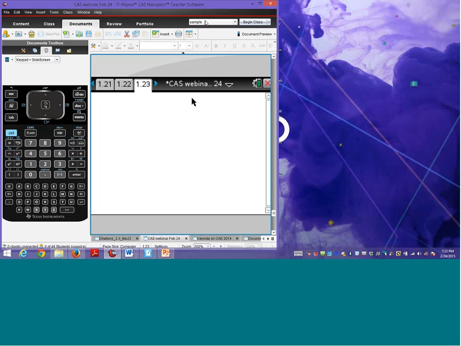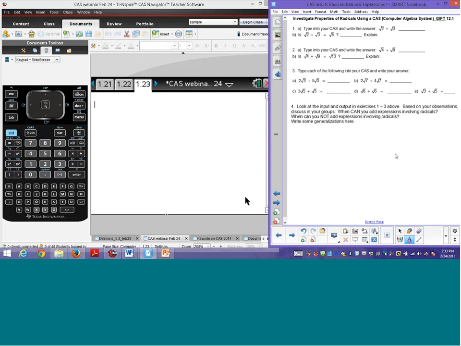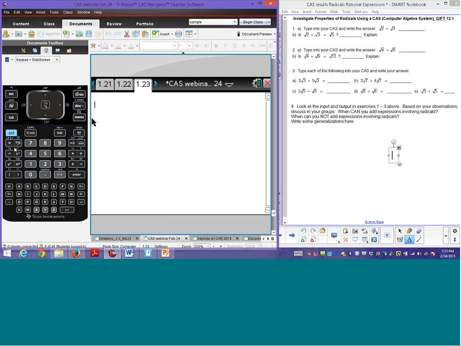I think I have this on here. Yes, here we go. So this is another worksheet, a gift, if you will, of what I had my students do. Again, we hadn't talked about radicals at all, and so the first thing it says, number 1, type into your computer algebra system and write the answer, radical 2 plus radical 3. So they would type in the square root of 2 plus the square root of 3, and so on.